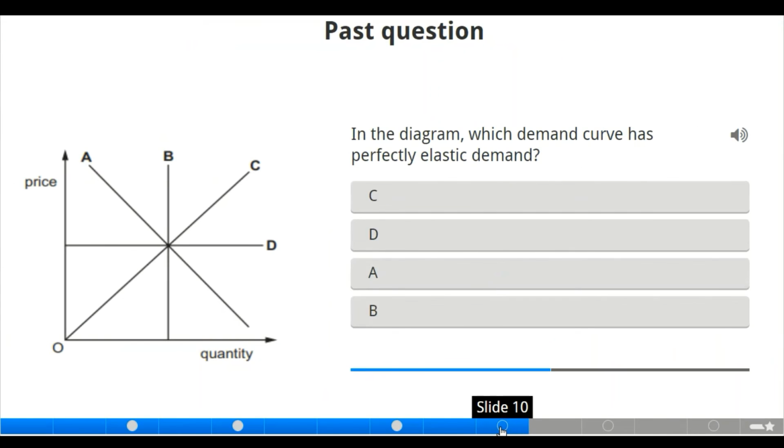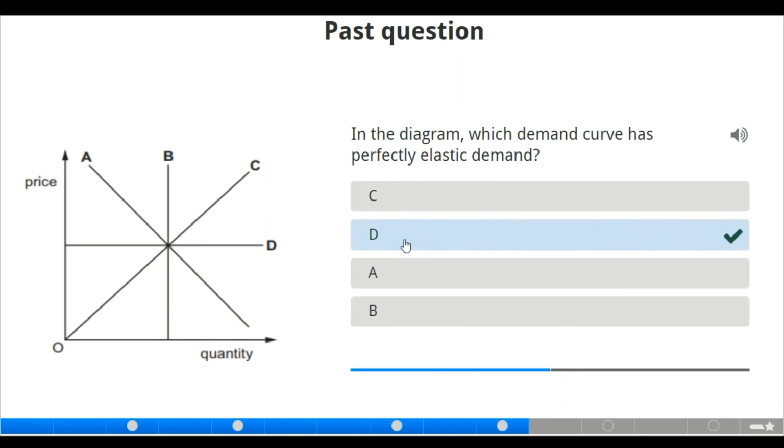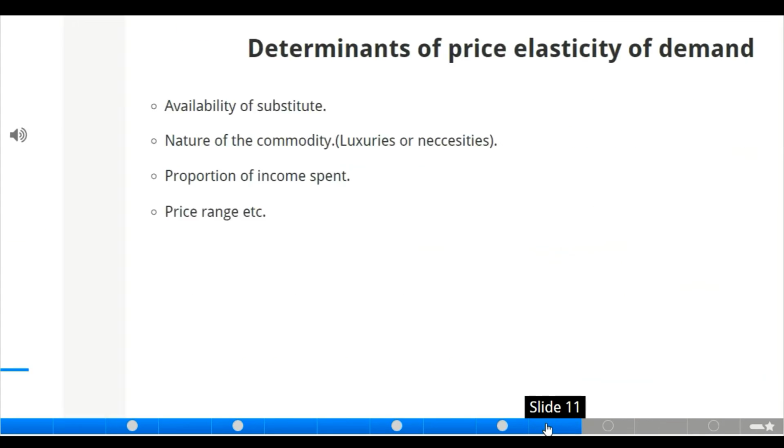Moving to the next slide, we have solved this earlier. Now let us move to the next activity. In the diagram, which demand curve has perfectly elastic demand? Of course, we have shown a lot of price elastic demand. Now let us check. We have options A, B, C, D. Of course, the option should be D. D is the line for perfectly elastic demand.